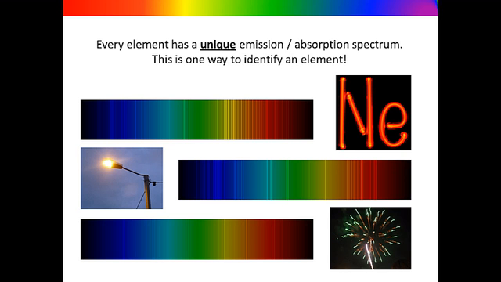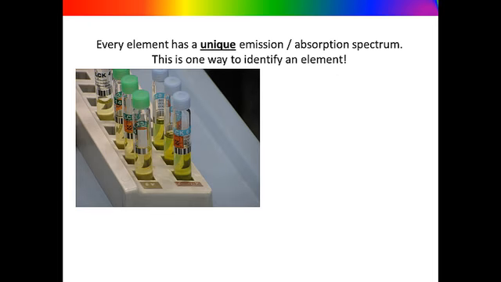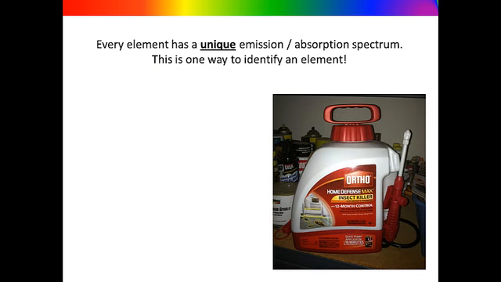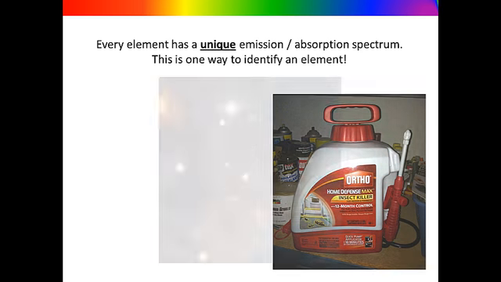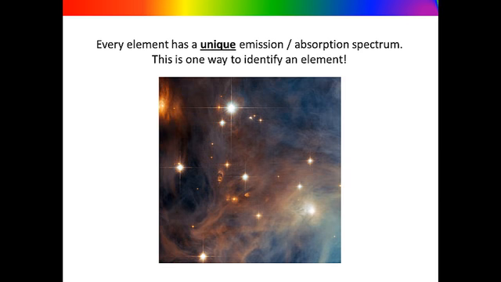Emission spectroscopy is a useful technique. Forensic scientists can use this technique to determine the identity of a poison in a sample. Environmental scientists can identify pesticides in the environment. It is also used by astronomers to determine the composition of stars light years away.